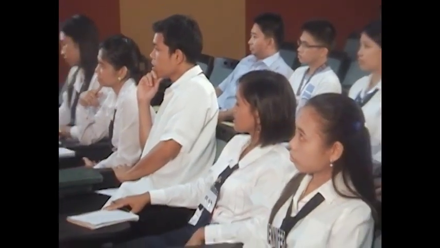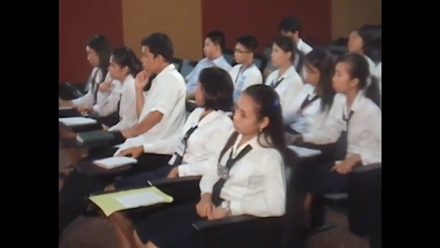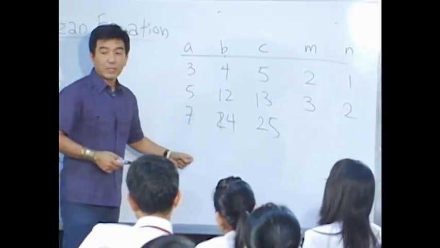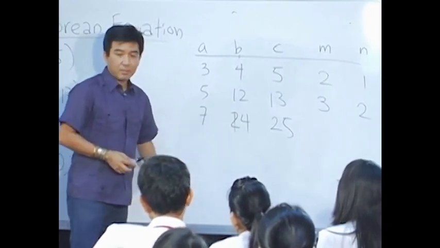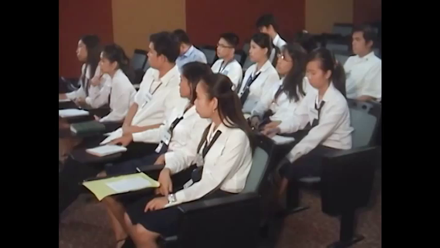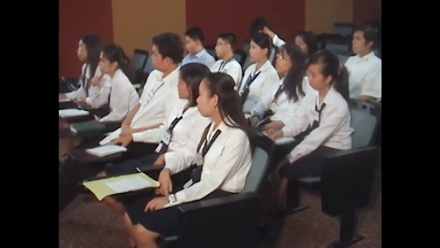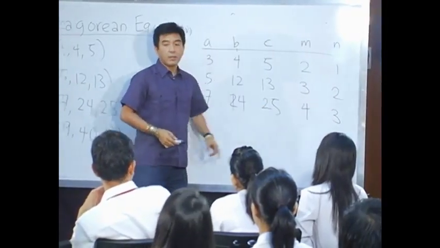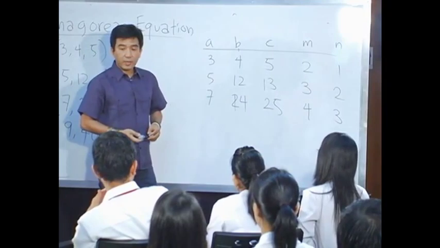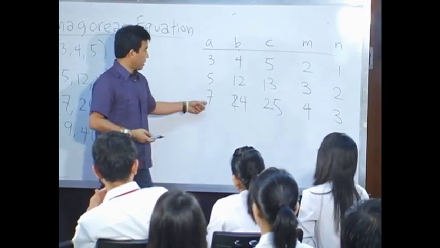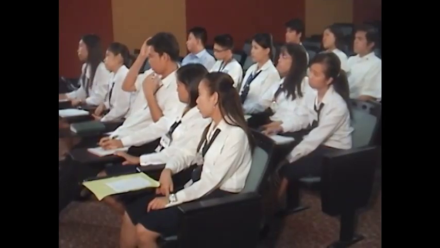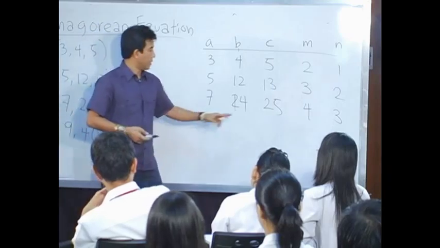7, 24, and 25. What is this? 4 and 3. So B is 2 times mn, so mn must be equal to 12, and the two numbers that would give you that are 4 and 3. And you can check: 4 squared minus 3 squared is 7, right? 4 squared plus 3 squared is 16 plus 9, and that's 25.